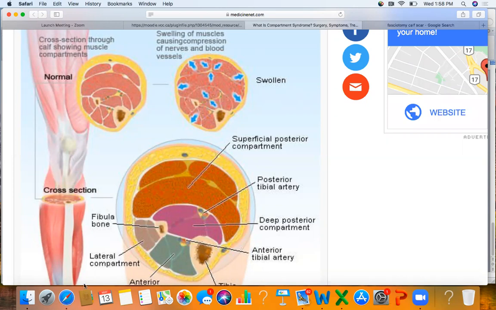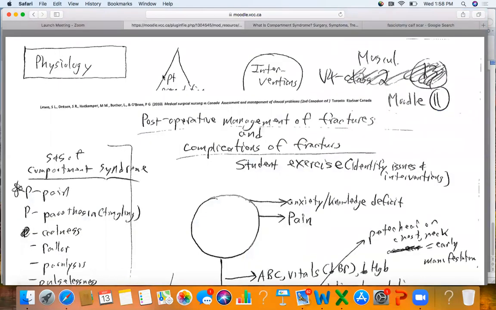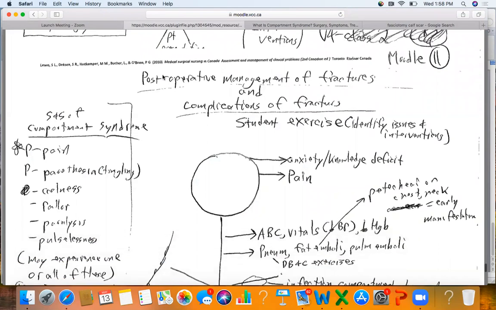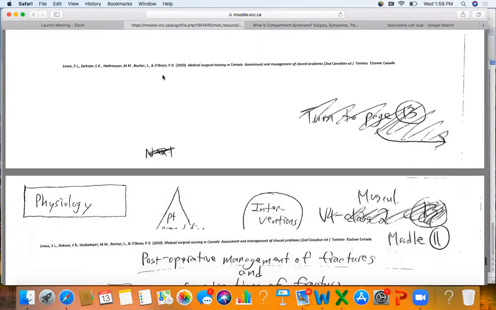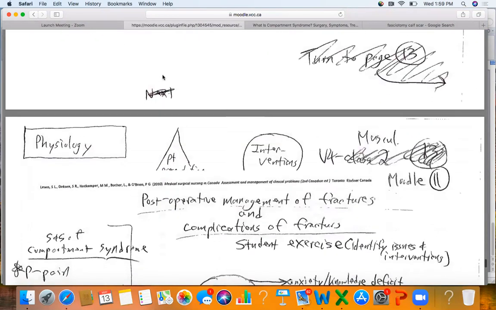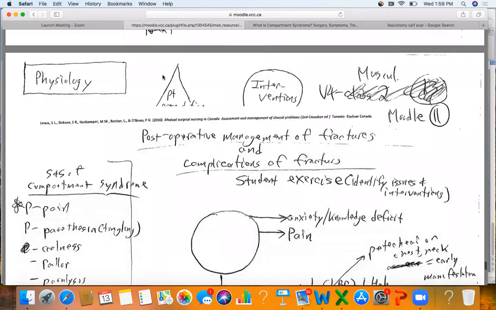So we just go back to our maps here now. Having said all that, let's look at a little more about what we assess and whatnot with it. So signs and symptoms of compartment syndrome, can you list them? You should come up with a good list here, 5 or 6 things.